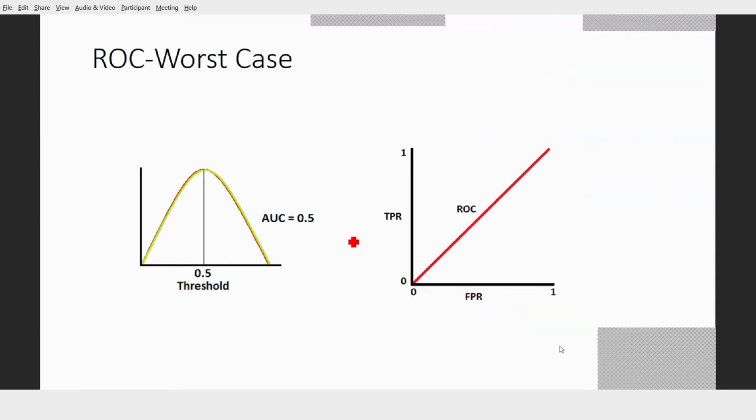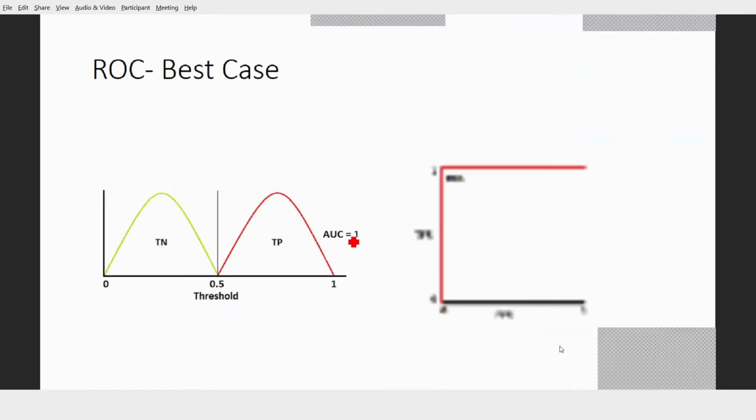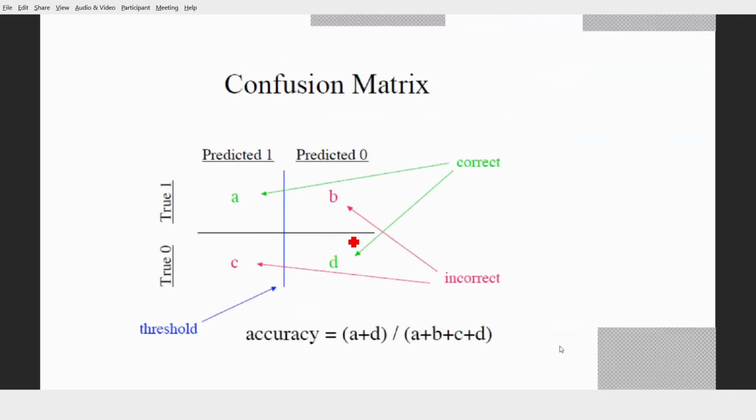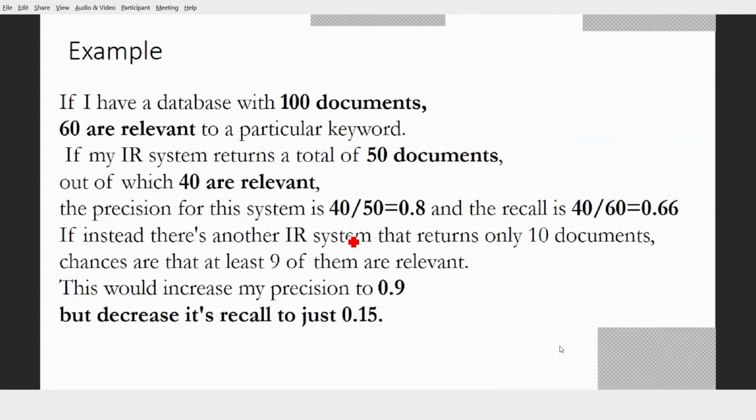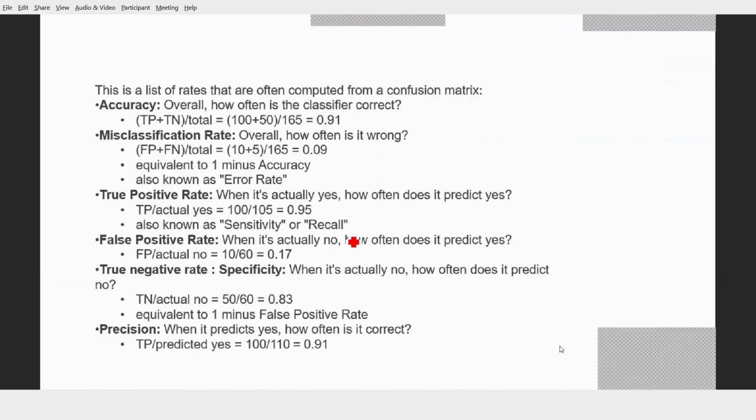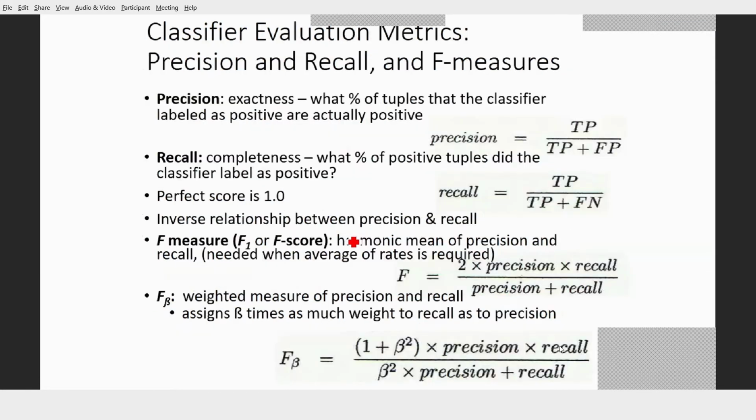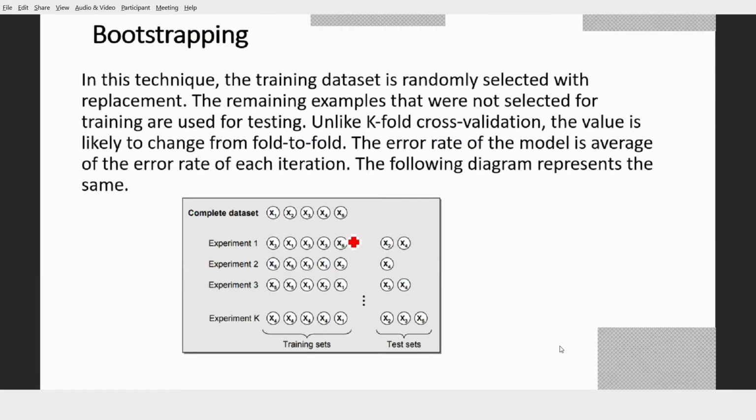Ma'am, I had a question. Yes, please. Ma'am, when we use bootstrapping with replacement, we are basically using a repeated instance of the same record in both the training and testing set, right? No, not in the training and testing set. Within training, we have the repeated record.